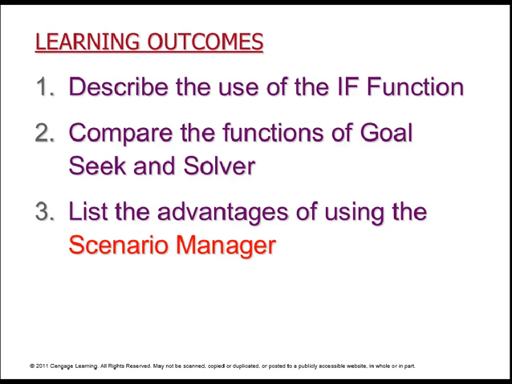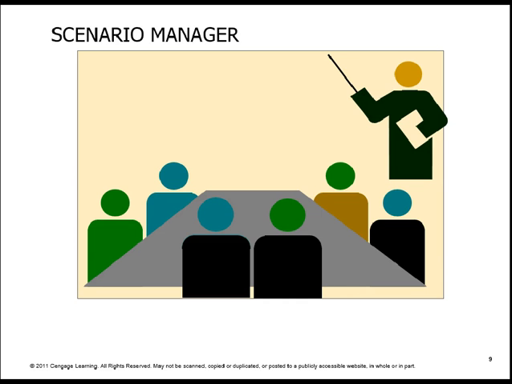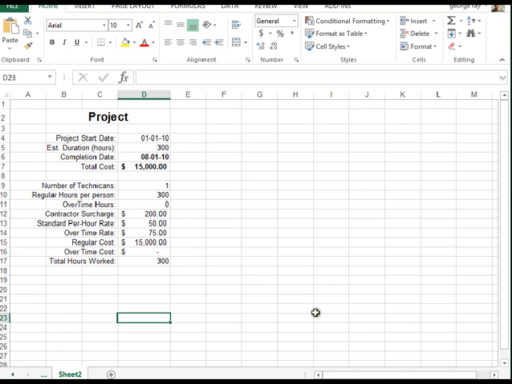Each group of input values or scenarios must be named and stored before it can be used. So we'll go ahead and take a look at how we do that now. Here we have a model, and it's based on the number of technicians that we have, and we're going to want to vary the number of technicians, the regular hours, and the overtime hours to look at how that scenario is going to affect our total cost.